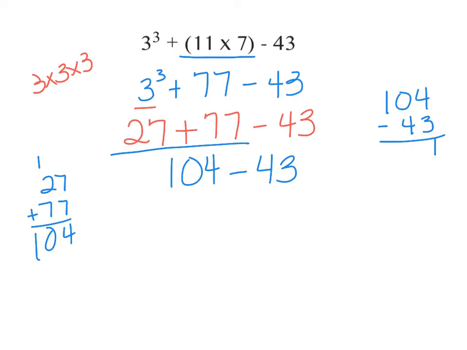4 minus 3 is 1. And this is going to be 6. So 104 minus 43 equals 61. So my answer is going to be 61.